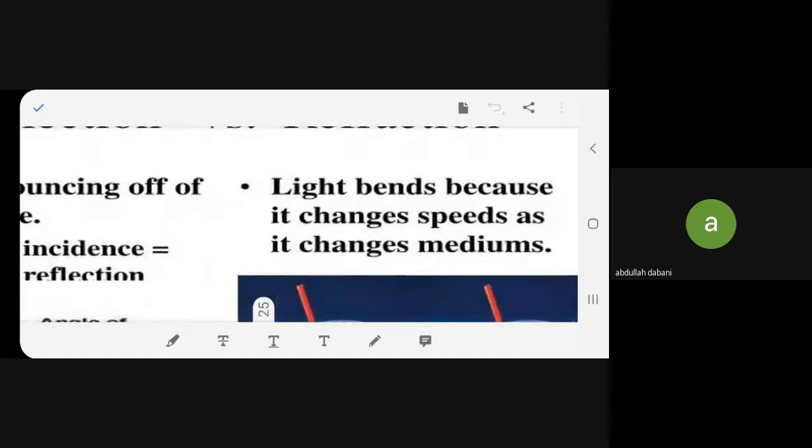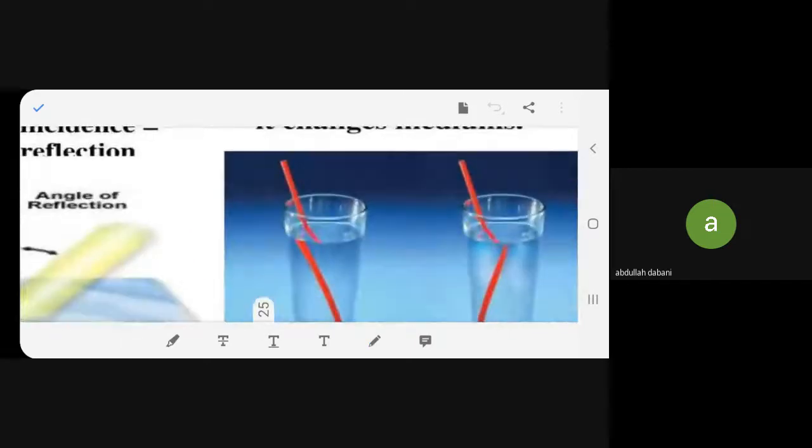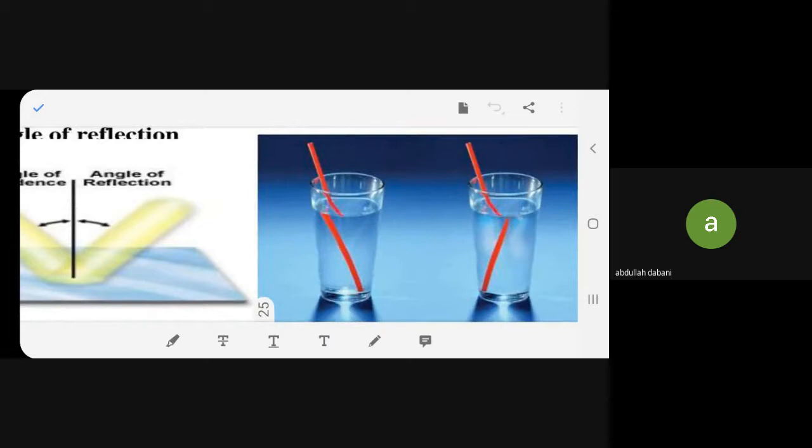Now, what is refraction? You can do this activity at home. Take a glass of water and put a pencil or a pen or a straw or a spoon, anything you like. You will see, you will feel that it is broken. Why? Which are the mediums that we are talking about? One is outside air, and what is inside? Water. Is it okay?